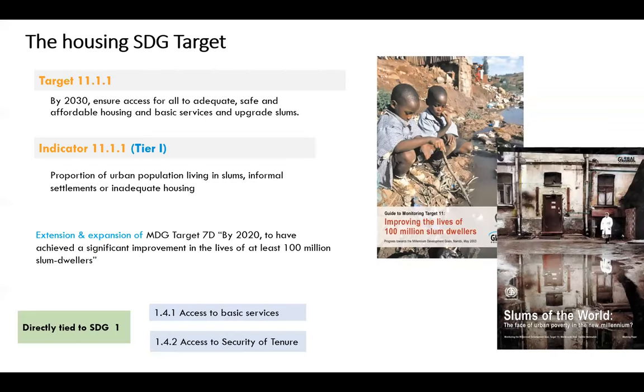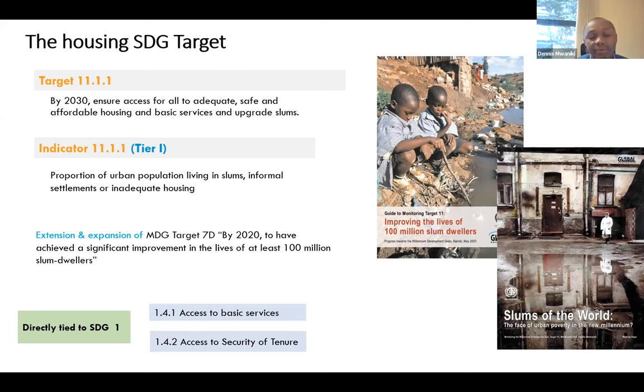So, the background is that target 11.1 is one of the targets within SDG 11, that is, sustainable cities and human settlements. It seeks to ensure that by 2030, there is access for all to adequate, safe, affordable housing and basic services and upgrading of slums. This target is a continuation of Millennium Development Goal Target 7D, that sought to ensure by 2020 a significant improvement in the lives of 100 million slum dwellers.